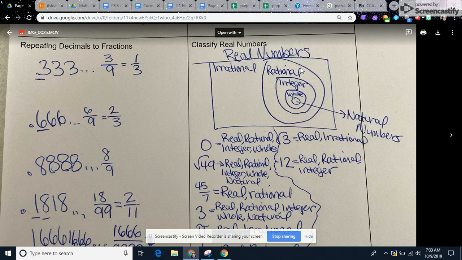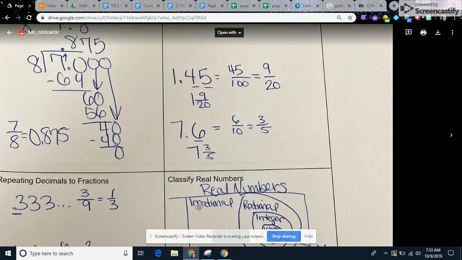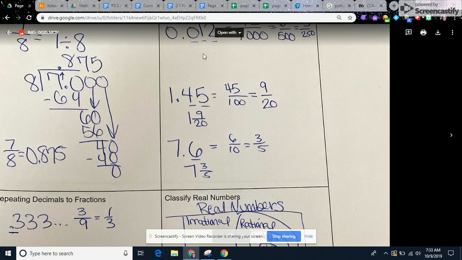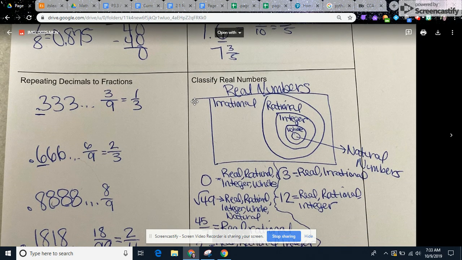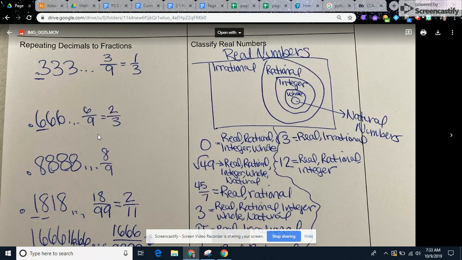Rational numbers are all things that can be written as a fraction. Up here, we just learned that terminating decimals, which stop, can be written as a fraction. Down here, if the decimal repeats, it can be written as a fraction. So anything that can be written as a fraction is a rational number.